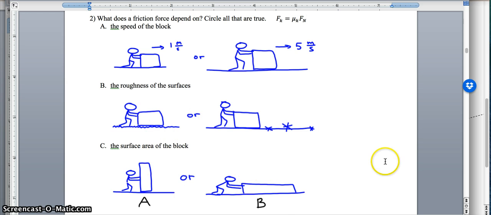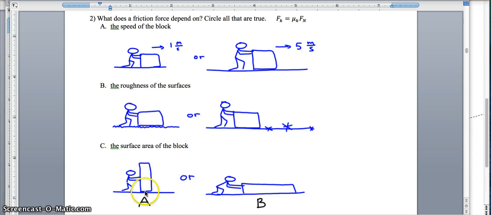The surface area. Now you want to think that there's more friction in situation B. Isn't that what you want to think? I mean, just like you want to think that the faster you go, the less friction there is. But actually, A and B have the same friction. If it's the same block, then the normal force is unchanged. And if it's the same block and the same floor, the roughness isn't any different because you haven't changed materials. So in fact, we do not circle C. Whether you put the block on this end or on the long end, it actually feels the same friction because the roughness is the same and the normal force is the same in both cases.